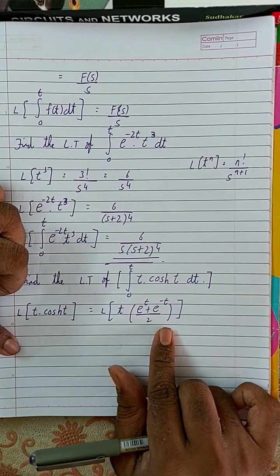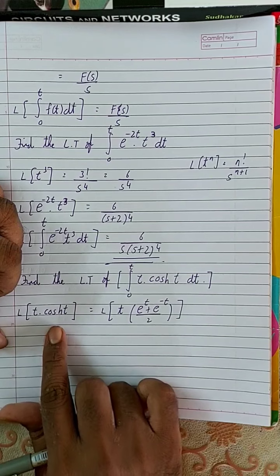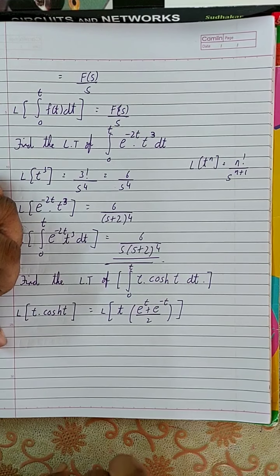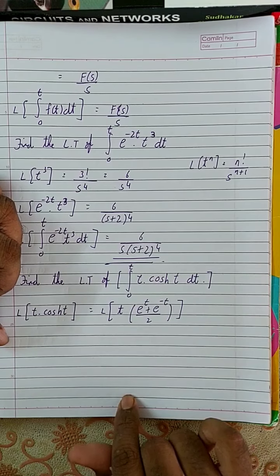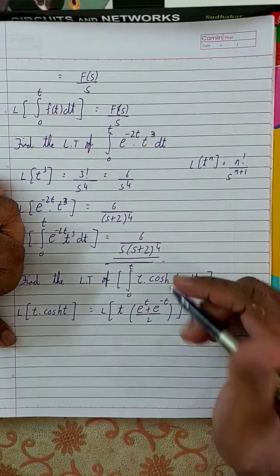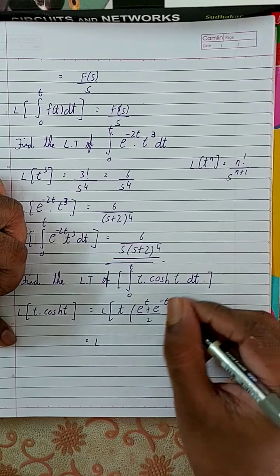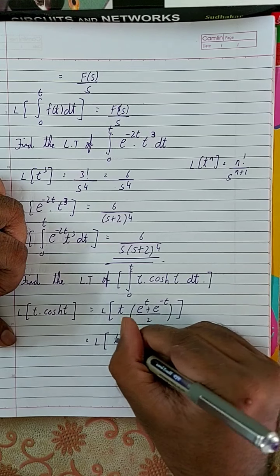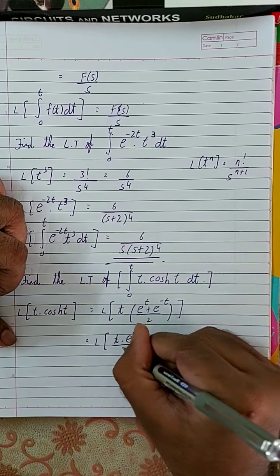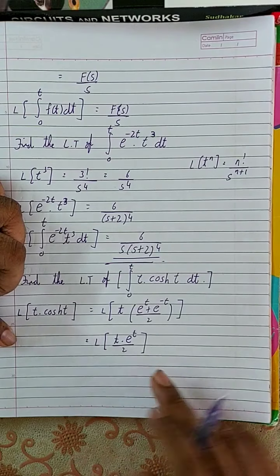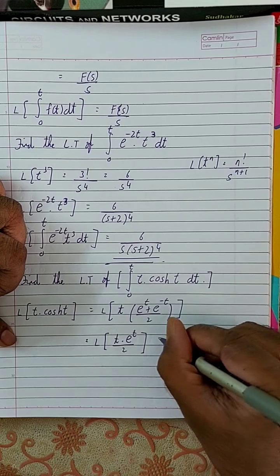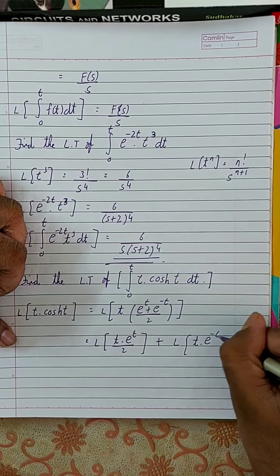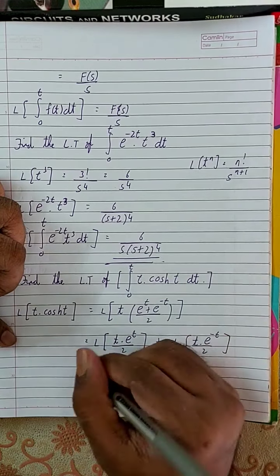Or what you can do is substitute the value of cos ht and then apply the multiplication by t formula, the multiplication by t property. Two ways you can do the same question. Anyway, let me try this method. So this is equivalent to the Laplace transform of t into e raised to t by 2, plus the Laplace transform of t into e raised to minus t by 2.